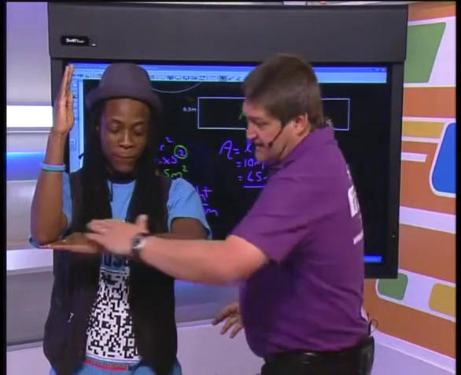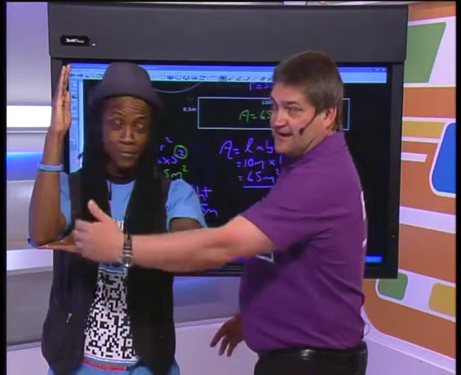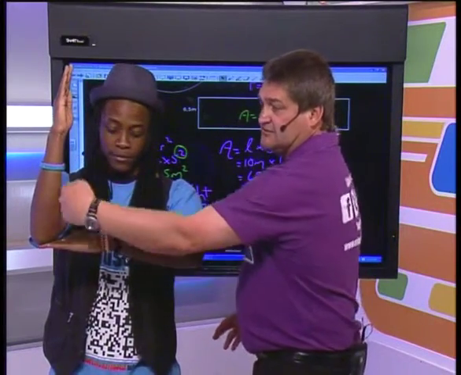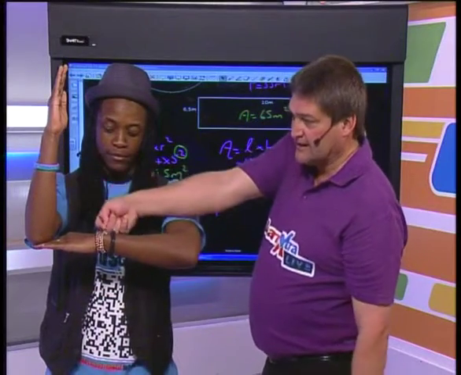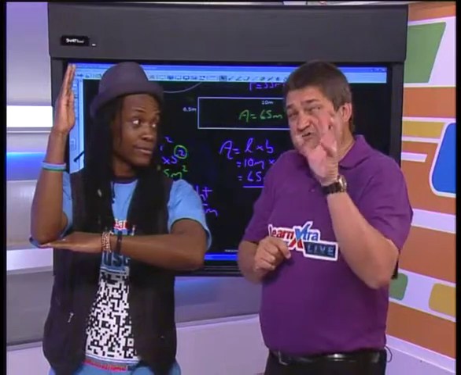Now, the perpendicular height is the height where the base and one of the sides of the triangle meet at 90 degrees. Okay, so they're meeting at 90 degrees. We got that? What is a slant height?